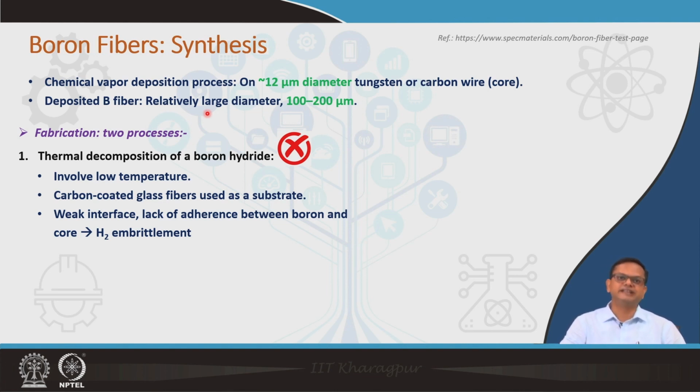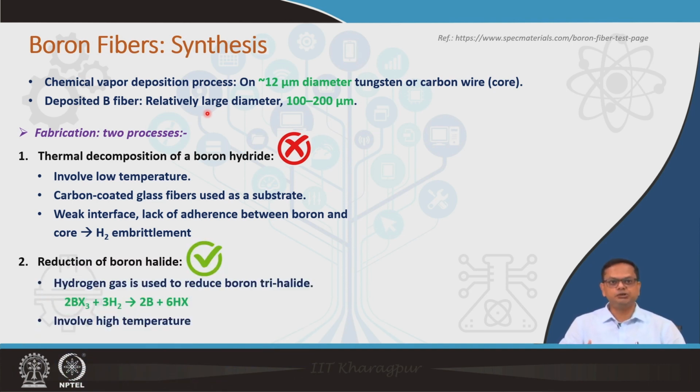However, the problem in this case is that hydrogen gets evolved, and that basically weakens the interface between the substrate and boron. So, we have a weak interface and lack of adherence, and that is why this process is not a very good technique to synthesize boron fiber. So, the second technique is reduction of boron halide, BX3, where X is a halide. You reduce BX3 with hydrogen, you get boron and HX, and it requires a little higher temperature than the previous one.